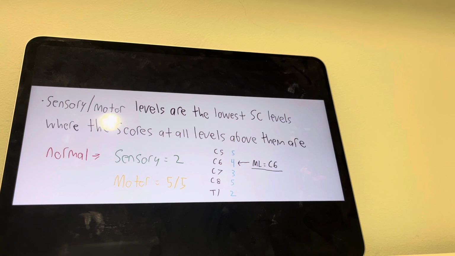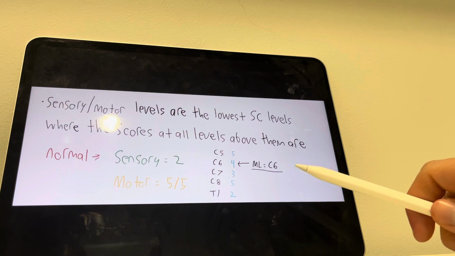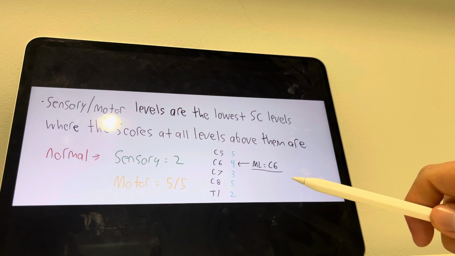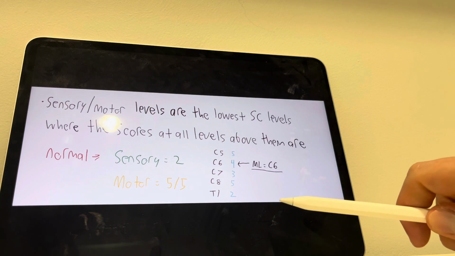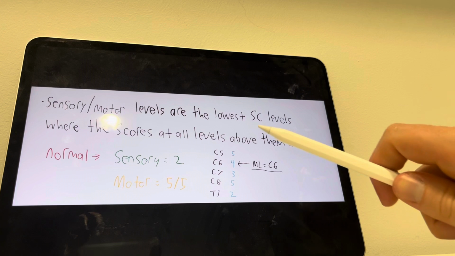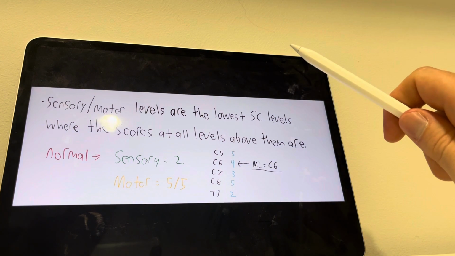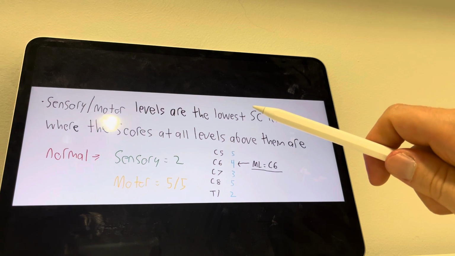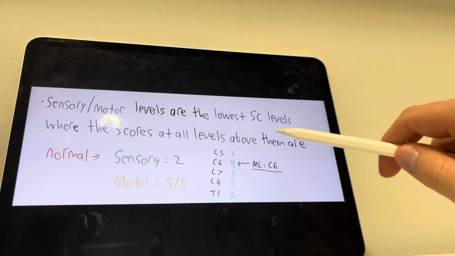For motor, that would equal 5. And because the motor levels can get a little confusing sometimes, I have an example written out right here. This is assuming that C1 through C4 motor function are all 5, which would be normal. So C6 right here, everything above it is normal. So we established that as the motor level.